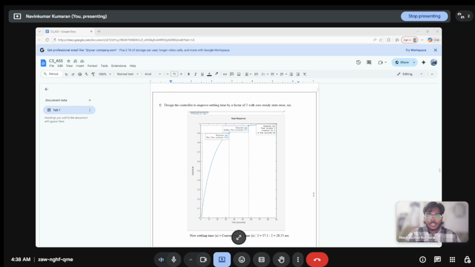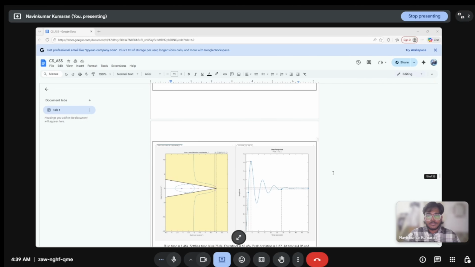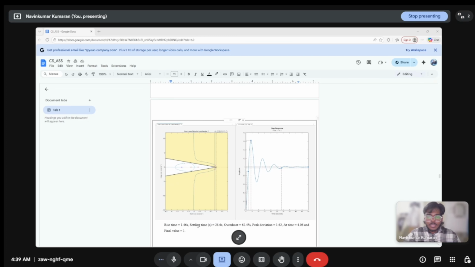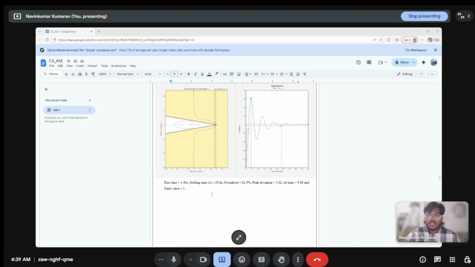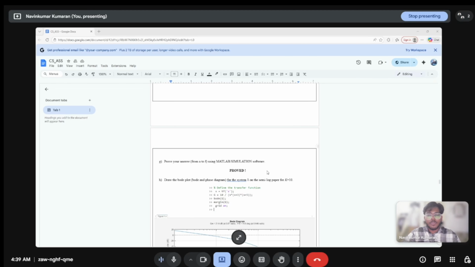So this is our result when we factor our settling time by 2, which is 28.55 seconds, and this is our result. Rise time equals 1.46 seconds. Settling time equals 28.6 seconds. Overshoot equals 62.4%. Peak deviation equals 1.62. Peak time equals 4.06 and final value equals 1. We have proof that the results from the simulation and the calculation are the same.